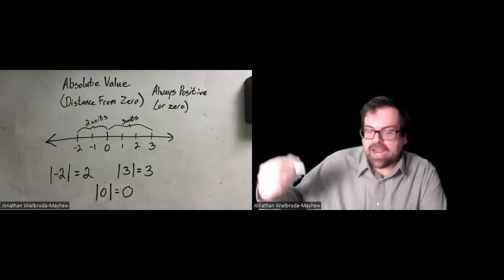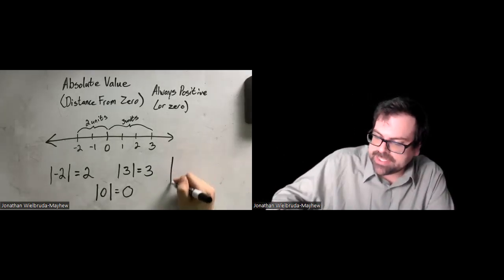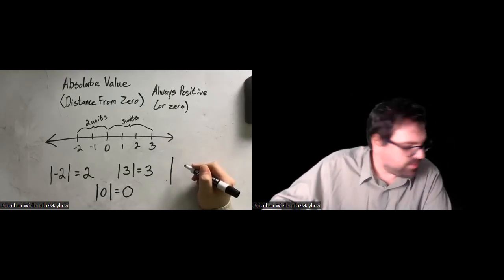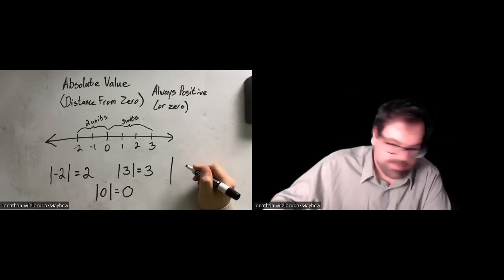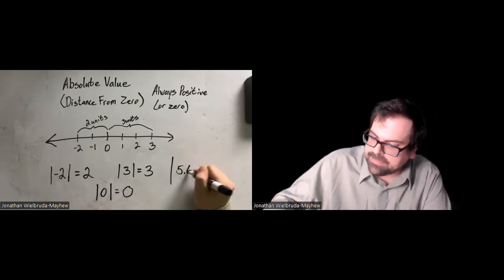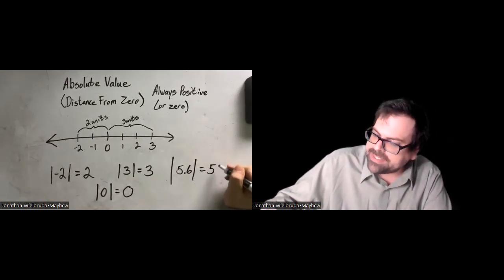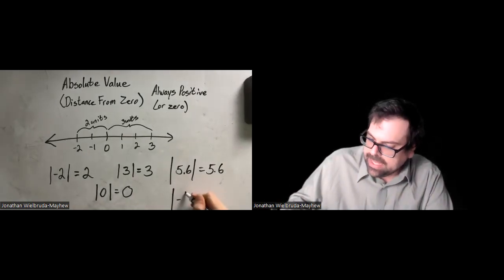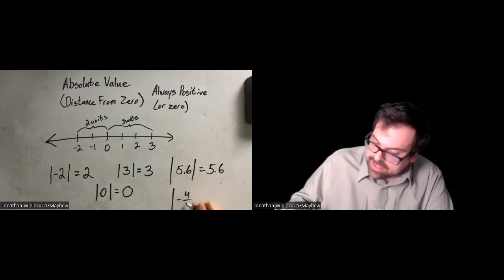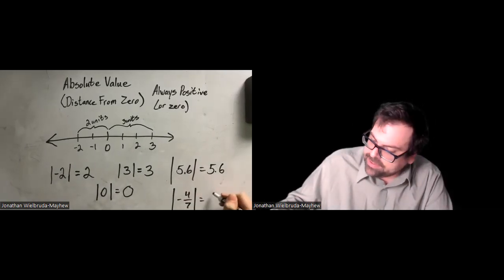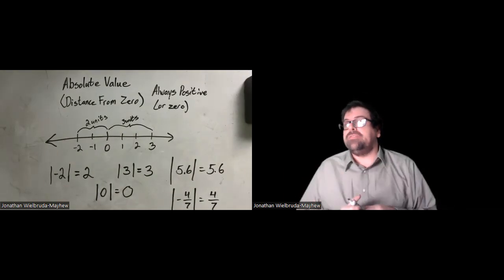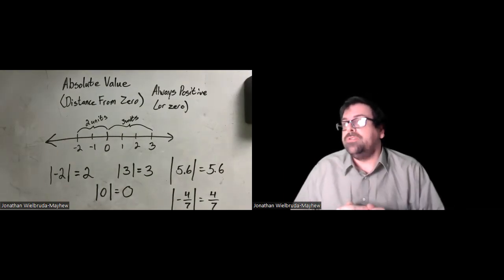And this works for fractions and decimals too. There's nothing special about the counting numbers, the whole numbers, the integers. The absolute value of 5.6 would be 5.6. The absolute value of -4/7 is +4/7. We see a negative number in the absolute value sign, all we do is make it positive.